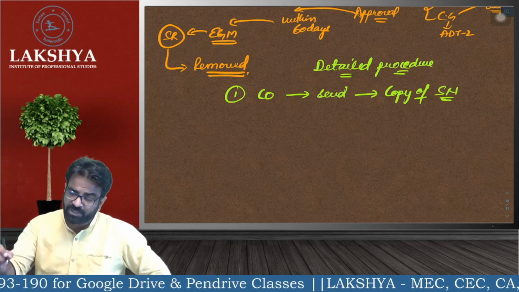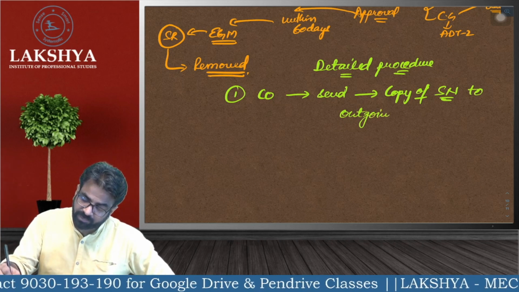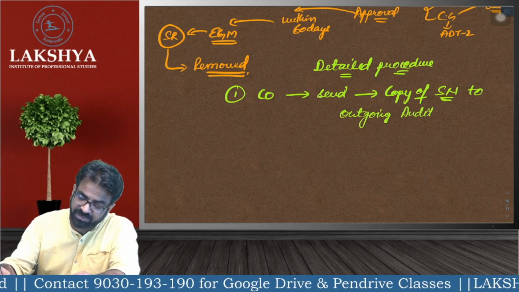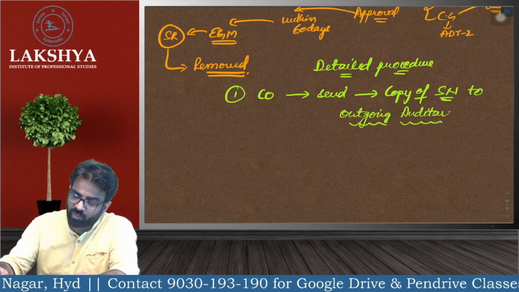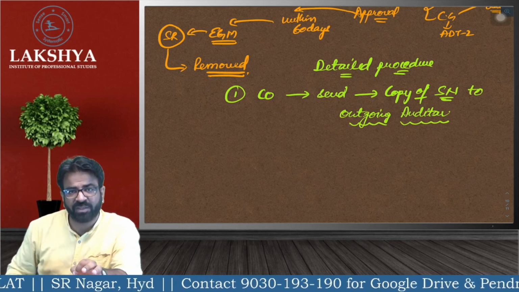Company will send a copy of special notice to whom? To the outgoing auditor. Are you understanding the point or not? Sir, who is known as outgoing auditor? The auditor whom we are going to remove. Are you getting the point?